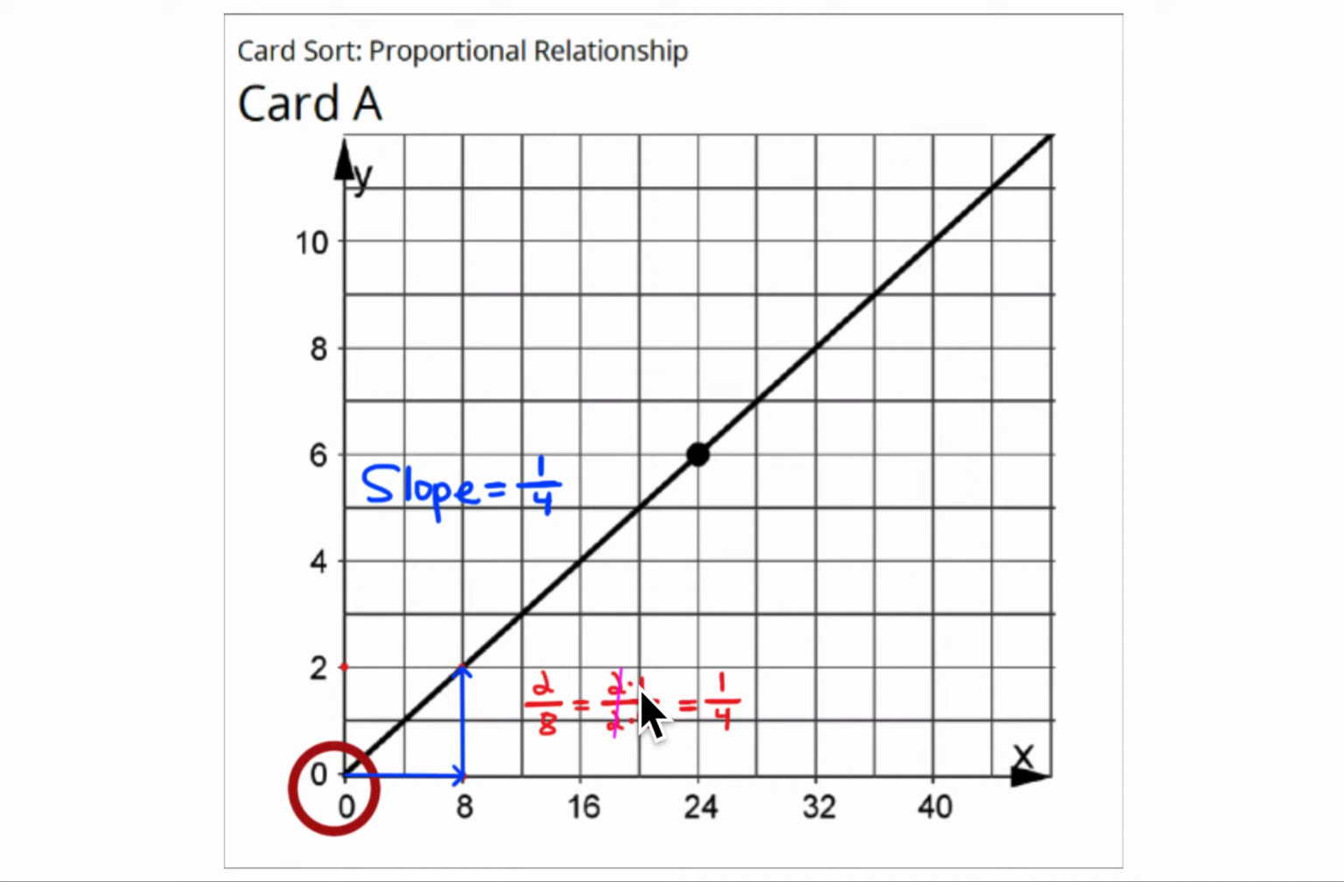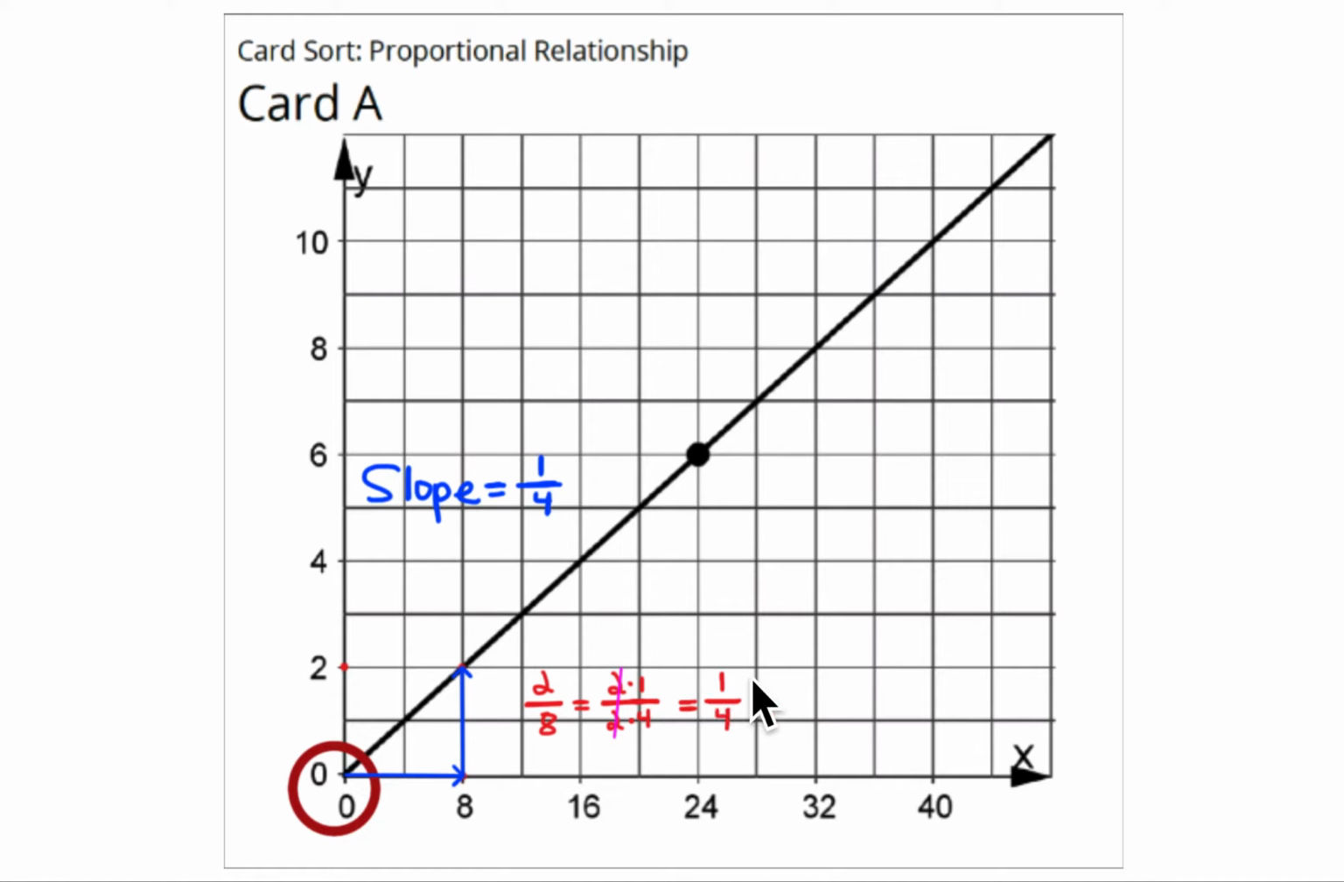It's going to be lengthy. 12 cards to go through. I'm going to go through the slope for each one of them. So this slope is a value of 2 units along the y-axis and 8 units along the x-axis, 8 units. So that ratio, 2 to 8, is 1/4.